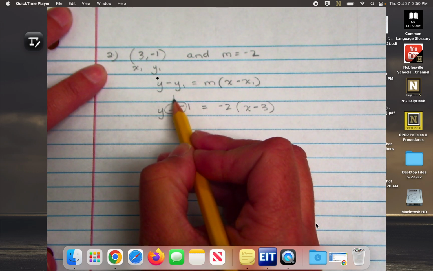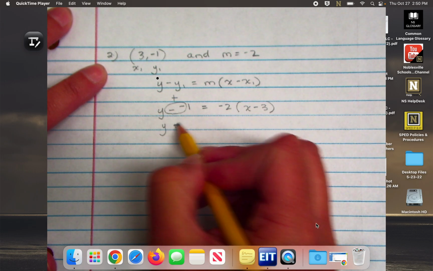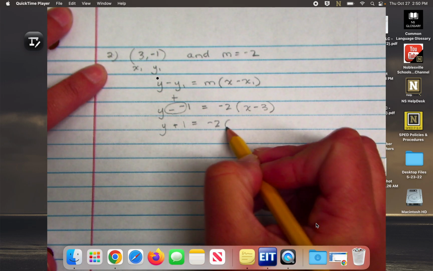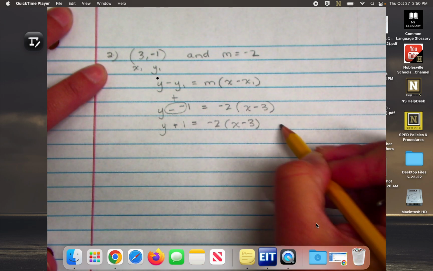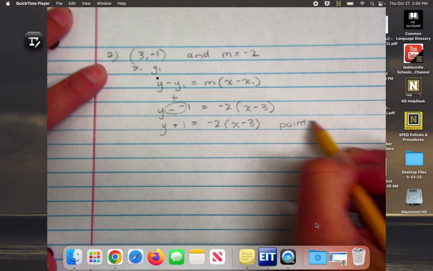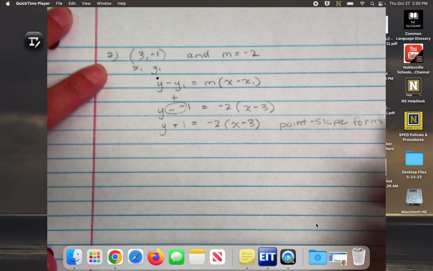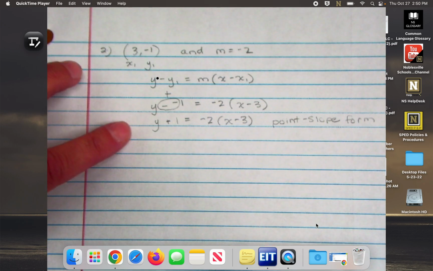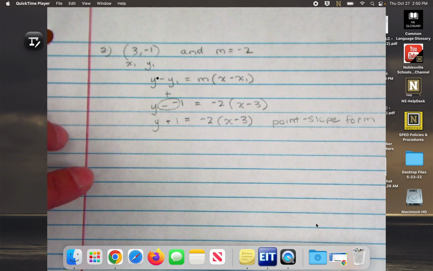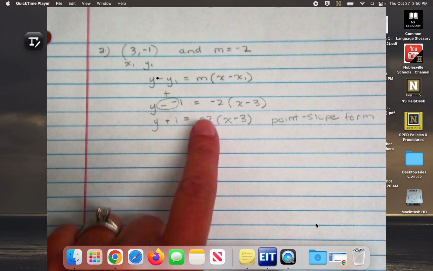Minus a negative is adding. So here's my point-slope form. If I wanted the answer in point-slope, I would stop right here. I wouldn't go any further because I have the point and I have the slope.